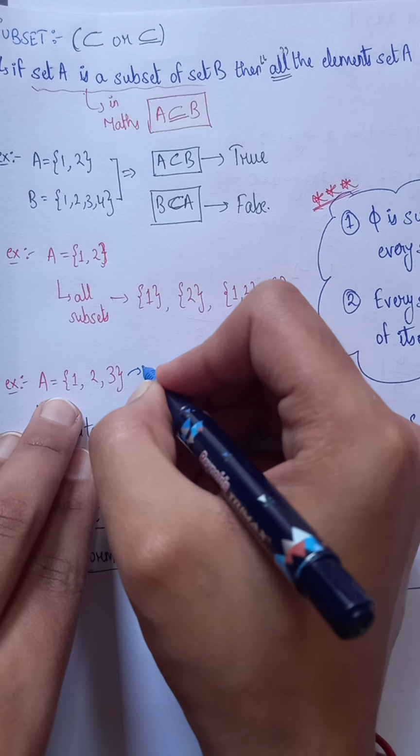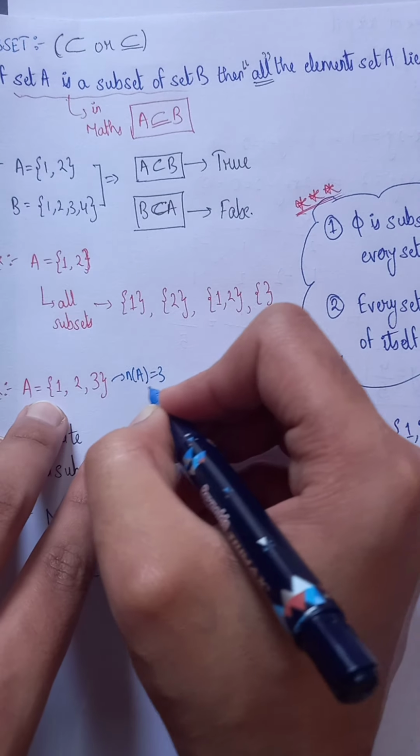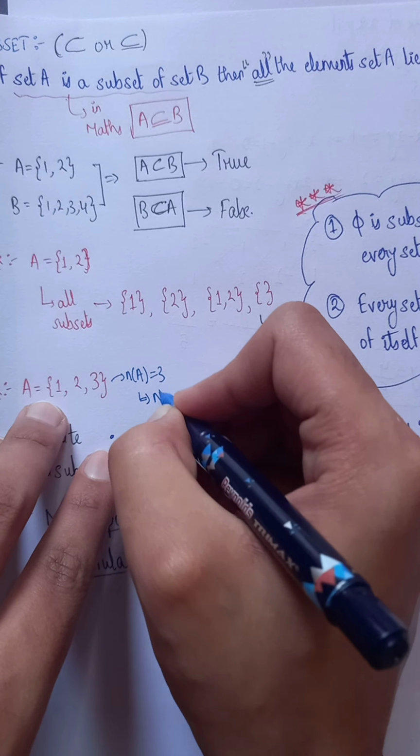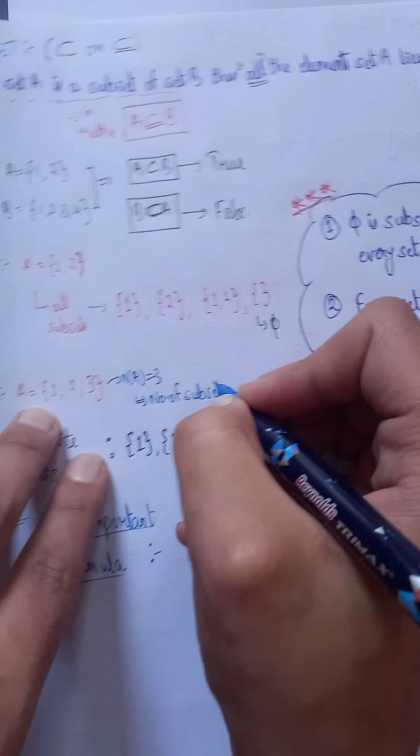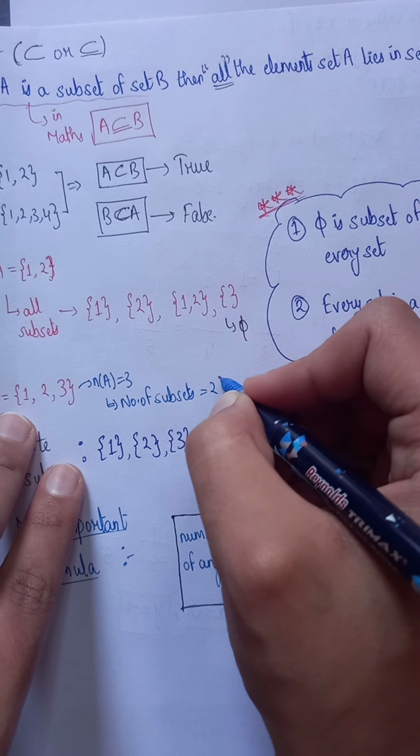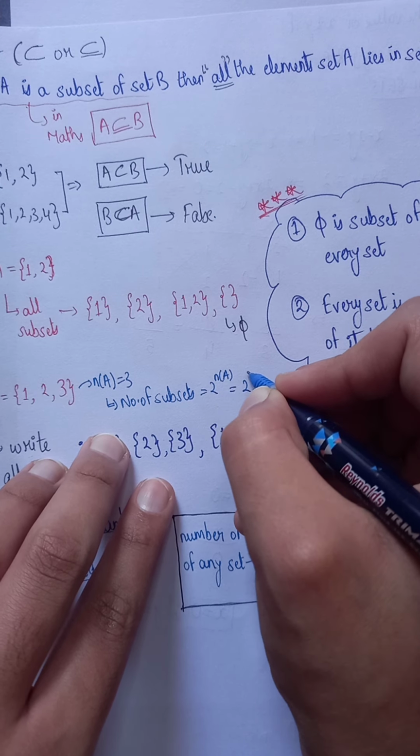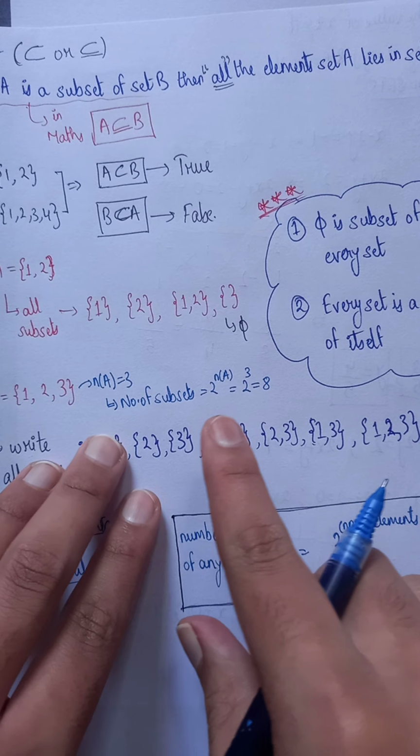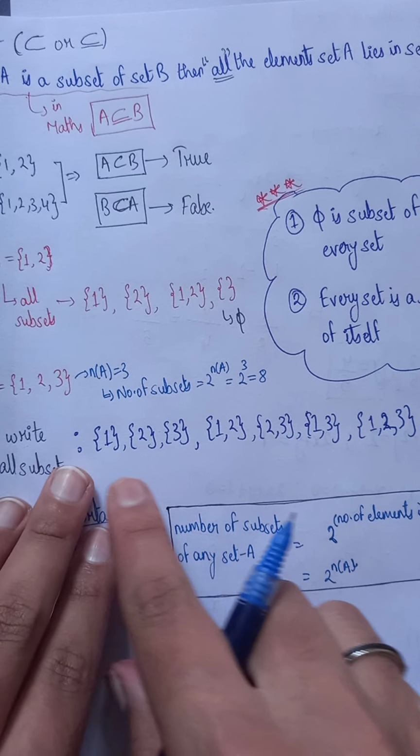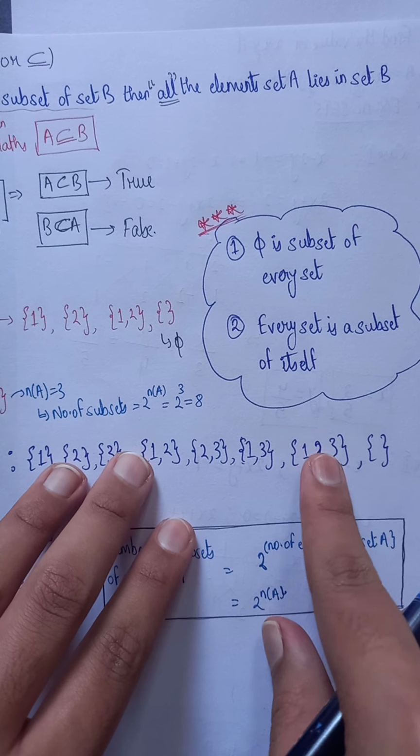So here the number of elements in set A is 3. Okay, so it implies the number of subsets, how many subsets are there? It's 2 to the power n(A), which equals 2 cube, which equals 8. So there should be 8 subsets. Okay, let's confirm this. 1, 2, 3, 4, 5, 6, 7, 8.